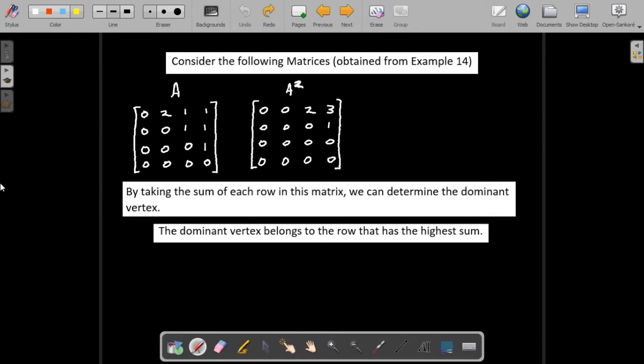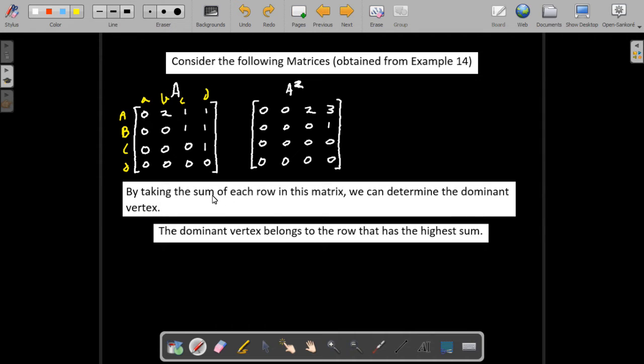So consider the following two matrices. In the next video, where I go through the examples, these matrices are found in example 14, but don't worry about that at the moment. Just consider we've got two matrices, and for the example, it might be 4 towns, so A, B, C, and D. Which town is the most dominant over the others? That's what we're looking at.